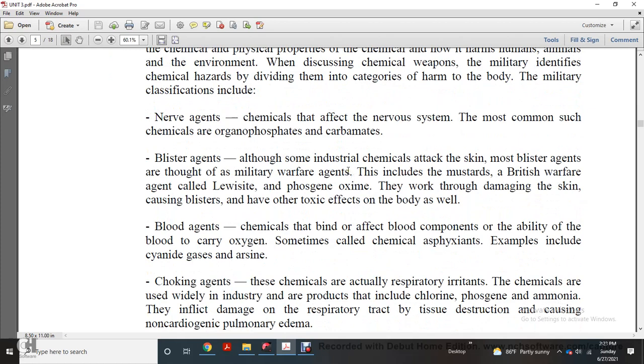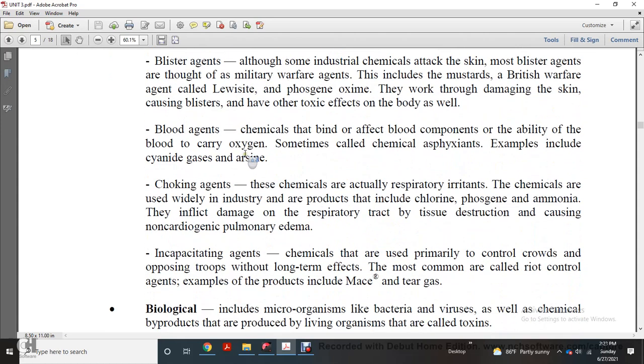body as well. Blood agents are chemicals that bind and affect the blood components, the ability of the blood to carry oxygen, also called chemical asphyxiants. Examples include cyanide gas and arsine. Choking agents are chemicals that act as respiratory irritants. The chemicals are usually widely produced in industry, such as chlorine, phosgene, and ammonia, but they include damage to the respiratory tract and tissue destruction, causing pulmonary edema.